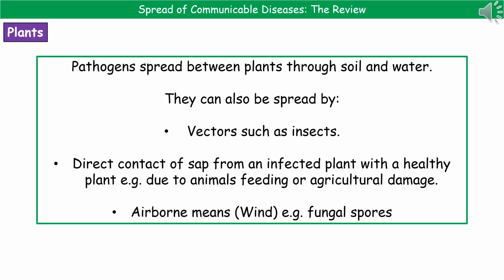This would be things like an insect that feeds on one plant and then goes to another one and then spreads the pathogen in that manner. We could see it as a direct contact of sap from an infected plant with a healthy one, and this could be down to agricultural damage. So if you're using secateurs to take cuttings and you don't wipe them between, you can spread those diseases from plant to plant. And it could also be down to the feeding of animals. If they feed on an infected plant and then go to an uninfected one, we can spread the disease there.